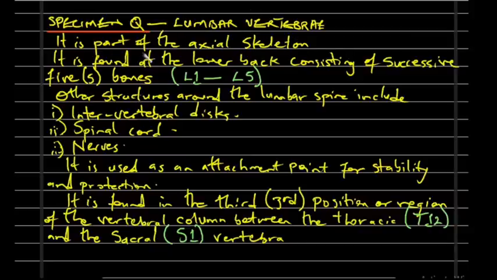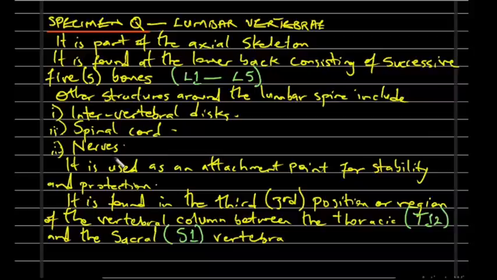It is part of the axial skeleton, and it is found at the lower back, consisting of successive 5 bones, the L1 to the L5. It is the third set of bone that is found on the vertebral column. It comes immediately after the thoracic, which we have talked about, and then it precedes the sacral region of the vertebral column. So the L1 to the L5 make up the lumbar vertebrae.